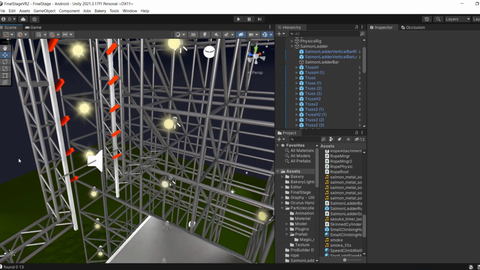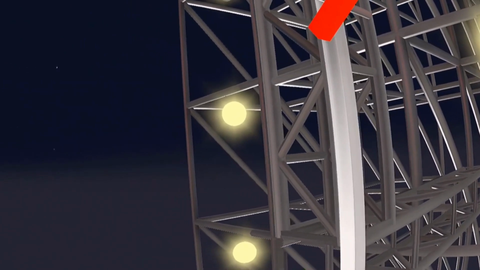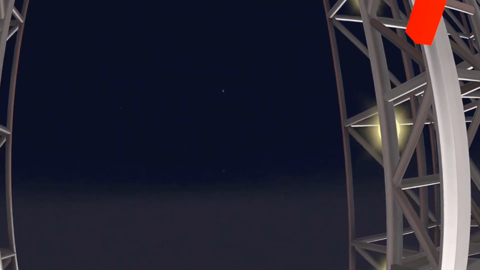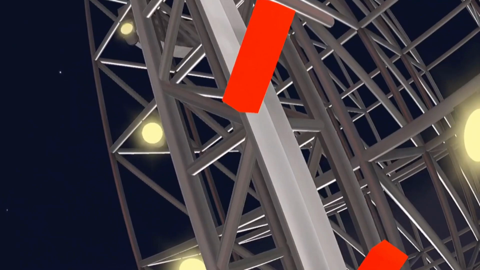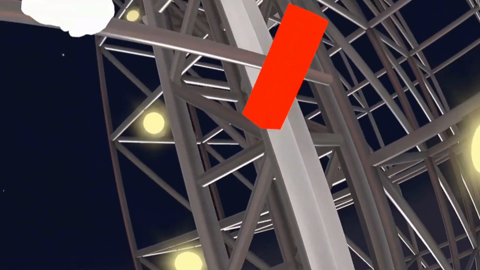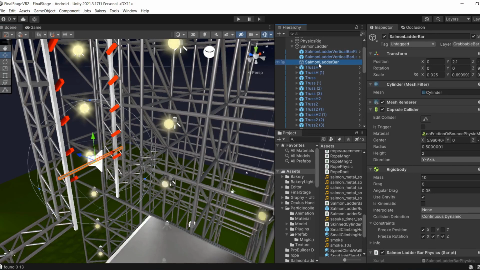For the Salmon ladder, I had to do a few adjustments to get a satisfying physics. When the player presses the grab button in the proximity of the bar, it will automatically be teleported to the ideal starting location. To reduce the difficulty of this obstacle, I fixed all the rotation and the lateral motion of the bar.